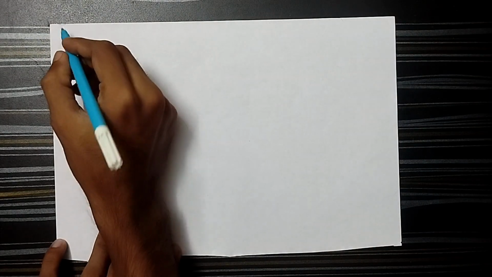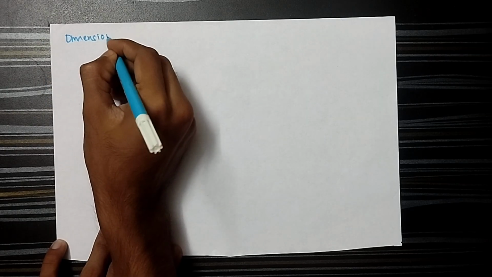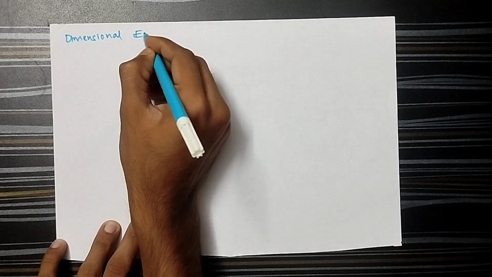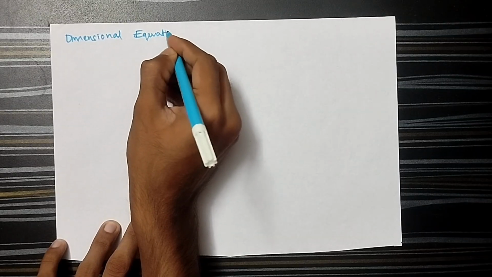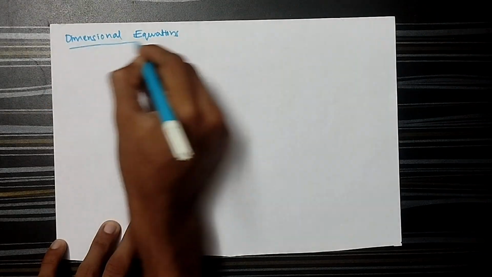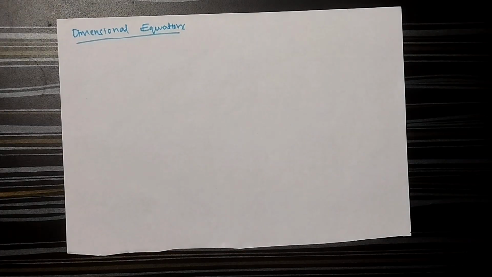Next is a thing called dimensional equations. It's when we equate a physical quantity with its dimensional formula.